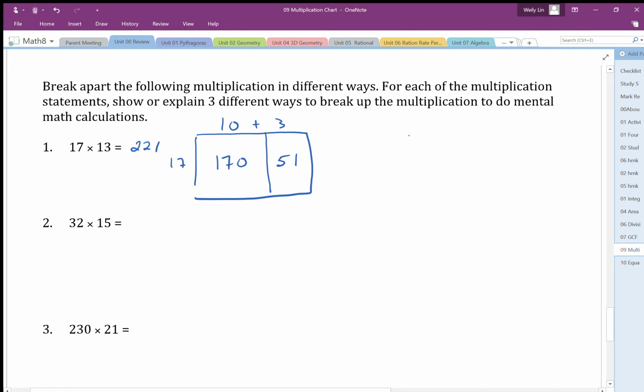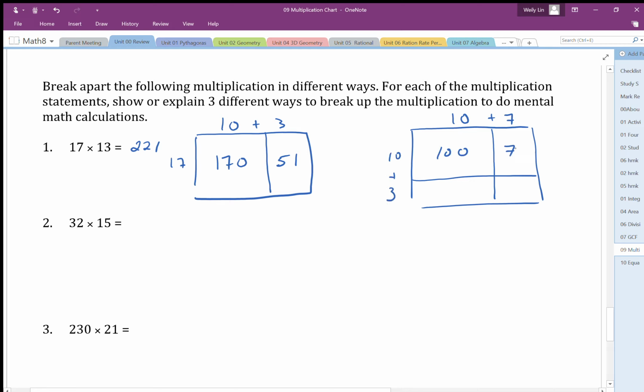I'll show two different ways for this one. So I can break this up into 4 parts. This is a little bit harder to keep track of if you're actually doing this mentally. But I can have 10 plus 7, 10 plus 3. So that's 100, 70, 30. So there's 221.